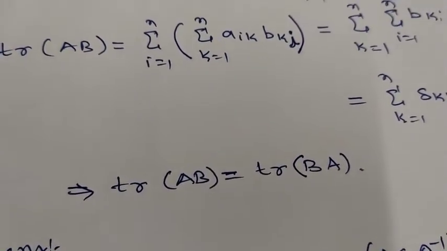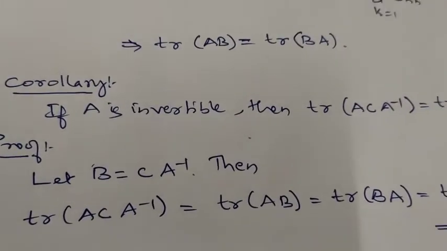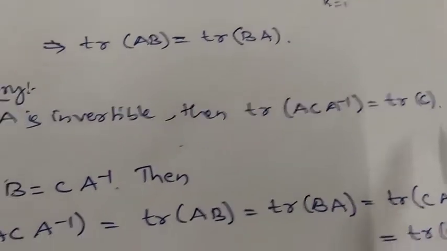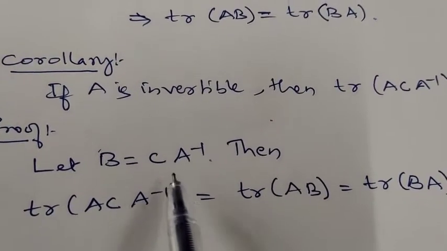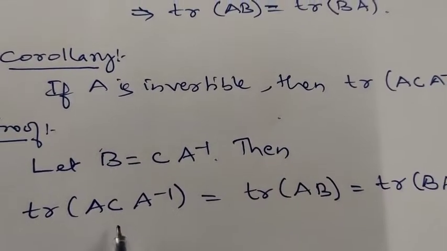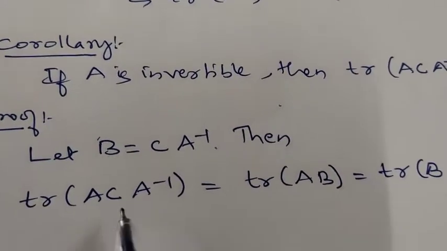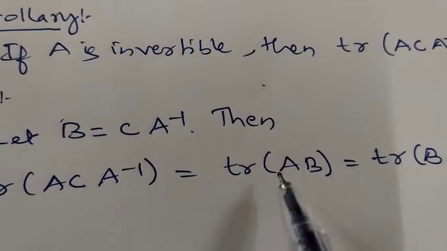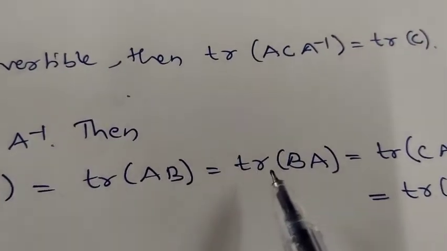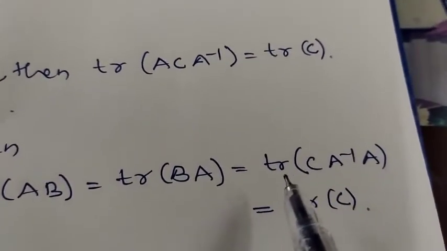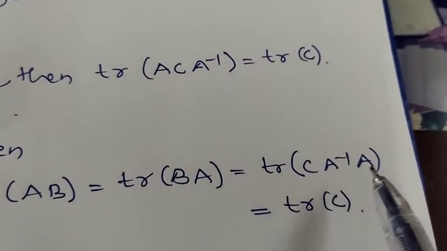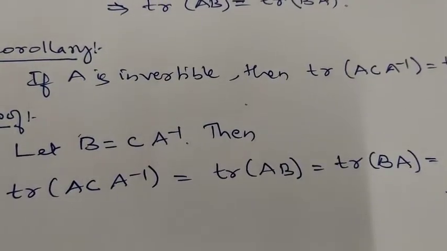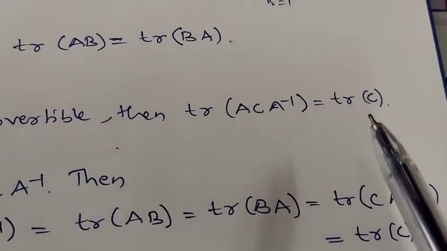Now suppose the matrix A is invertible. Then trace of A C A inverse is the same as trace of C. For this, let us take B equal to C into A inverse. Then trace of A C A inverse can be written as trace of A into B. But trace of AB is the same as trace of BA. So we write trace of B A, where B is C into A inverse, times A, and A inverse into A is I. Therefore trace of C. Therefore trace of A C A inverse is the same as trace of C.